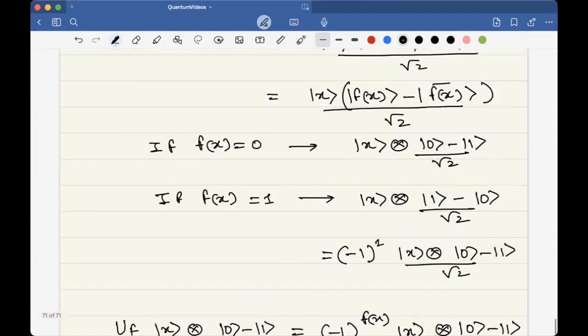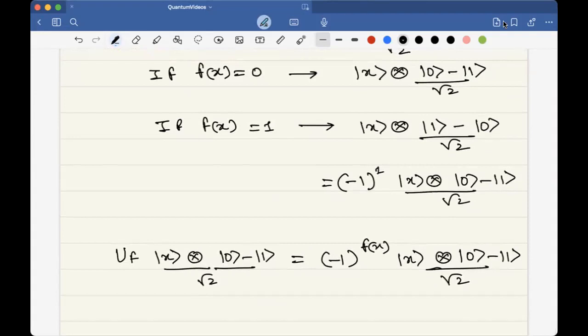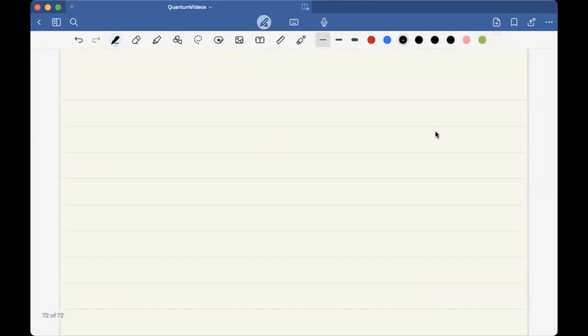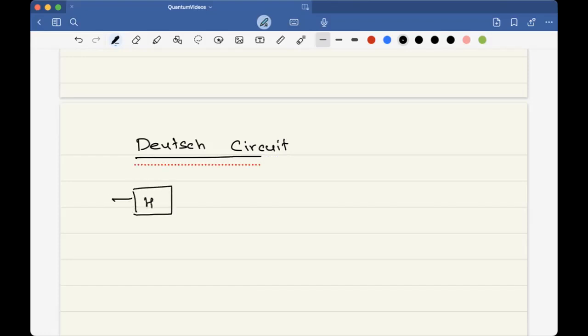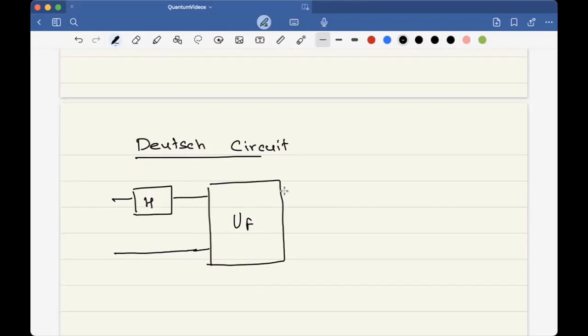Let's see what the circuit looks like. So the Deutsch circuit looks like the following. Let's draw the circuit. So Deutsch circuit. We have a Hadamard gate. Then we have this U of f. This is our query function. We have one more Hadamard gate over here. And then we have a measurement.